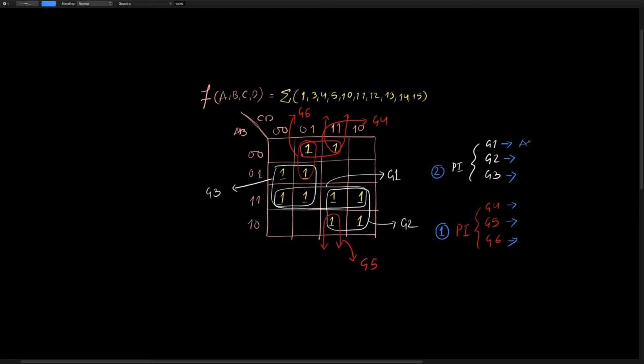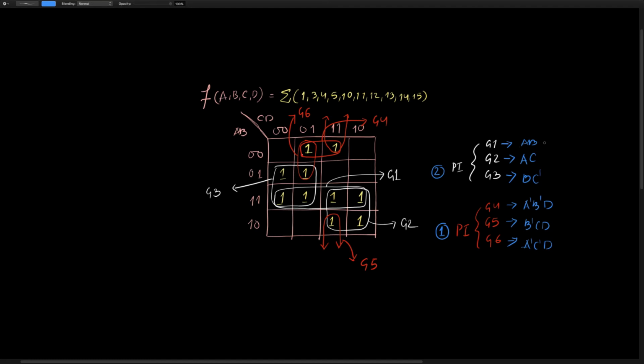Group 1 would be AB, group 2 would be AC, group 3 would be BC, group 4 would be ABD, group 5 would be BCD, and group 6 would be ACD. Okay, these are the solutions to all those groups.